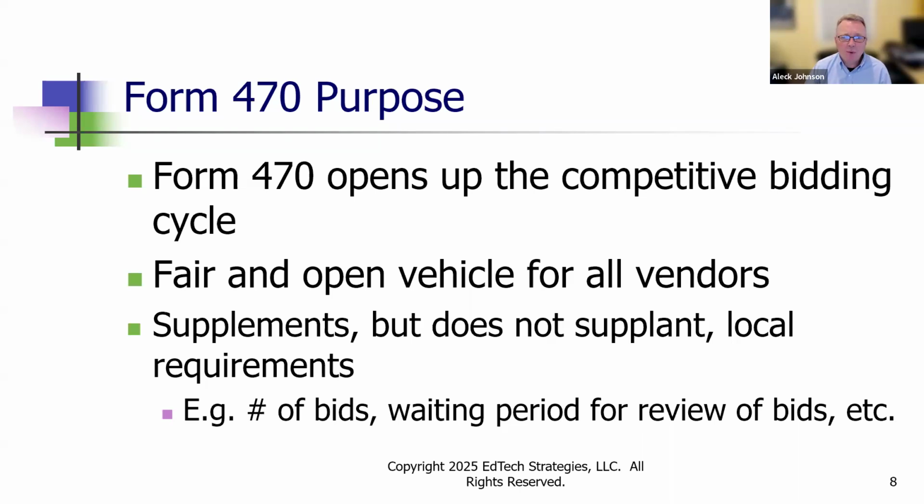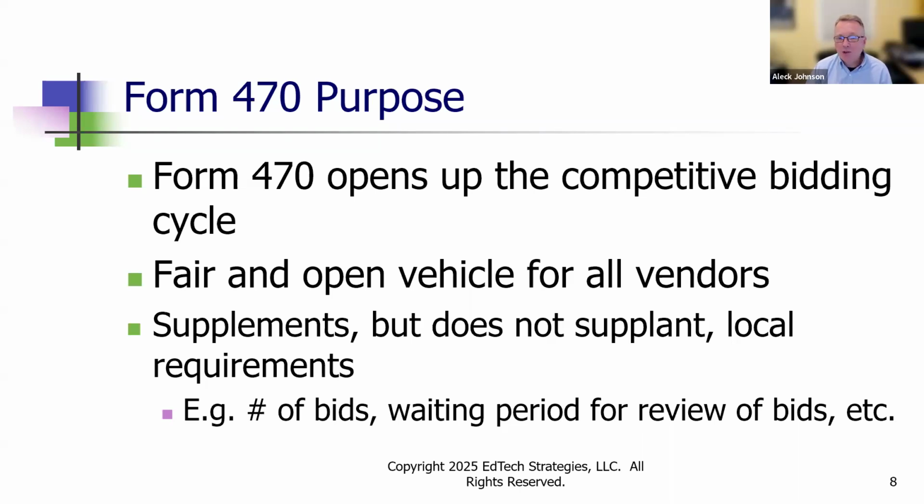It's also critical to remember that the Form 470 supplements but does not supplant any of your local requirements. So, for example, the E-rate program doesn't have requirements around the number of bids that you have to receive. You may have local requirements that, for example, if your procurement is over $25,000, you need to have a minimum of 3 bids. Just because the E-rate does not require you to have 3 bids does not mean that you may not be required to have 3 bids based on your local requirements.